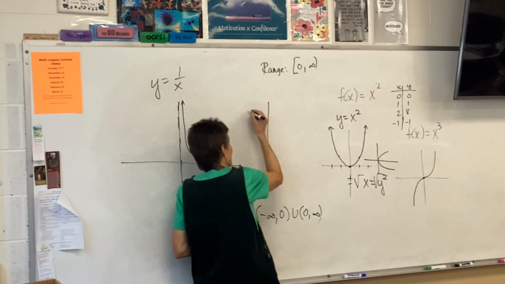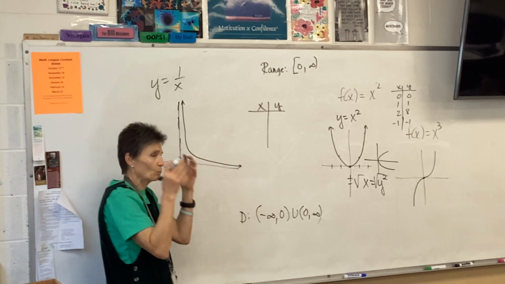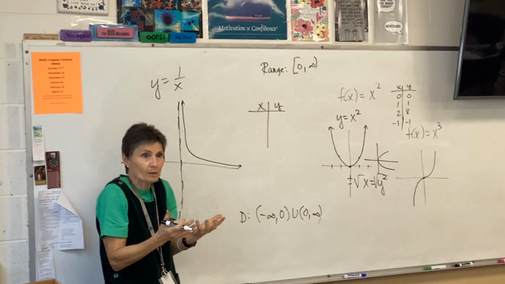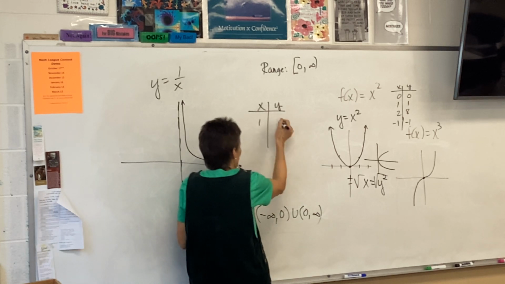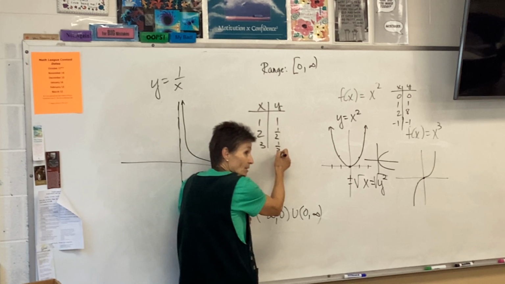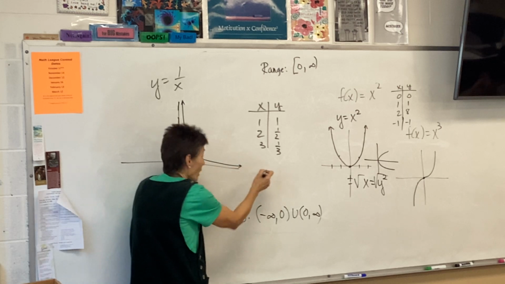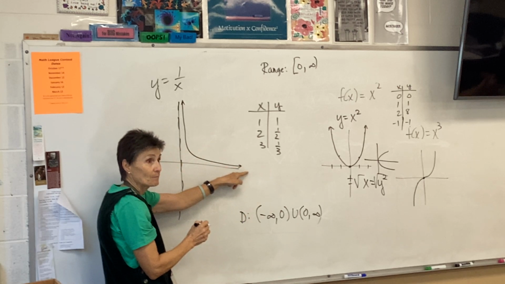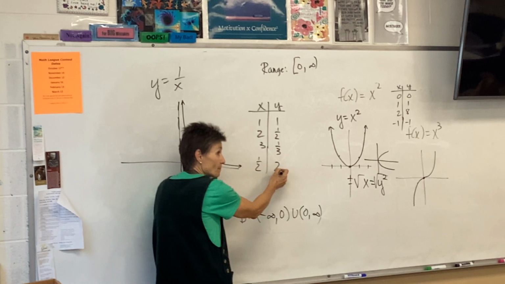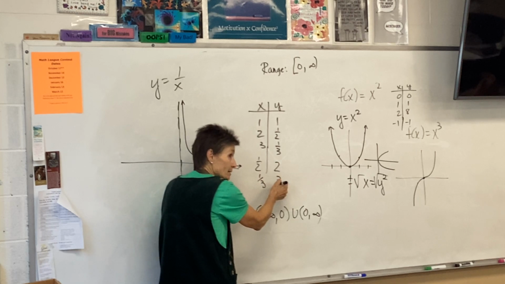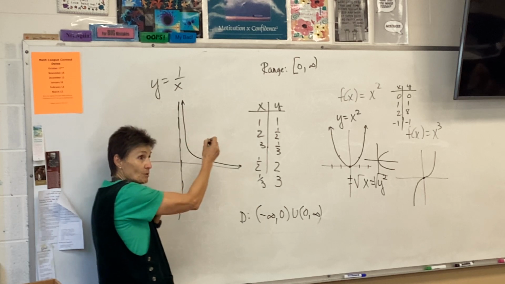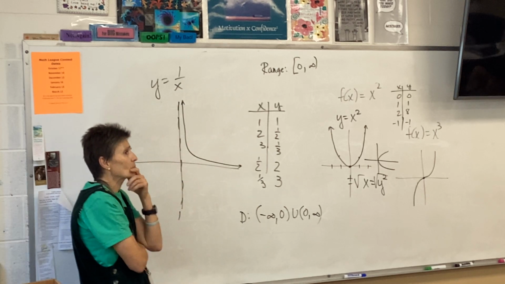Some of us were sitting here struggling with what this thing looks like. So in his head, he's plotting points, which is always what you should do. He said, if I put in 1, I get 1. If I put in 2, I get a half. 3 gives me a third, so the further I go this way, the smaller my y's get. But if I put in a 1/2, I get 2. And if I put in a 1/3, I get 3. So the smaller those x's get, the bigger the y's get. Does that make sense to you? Now, what else?